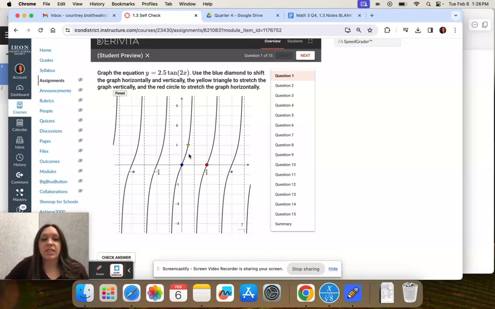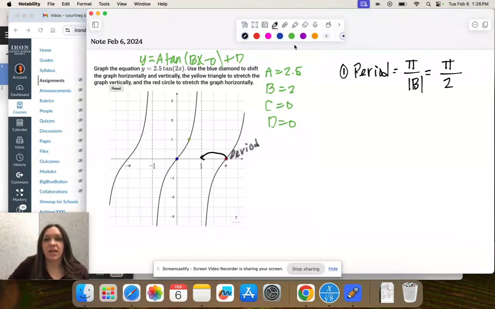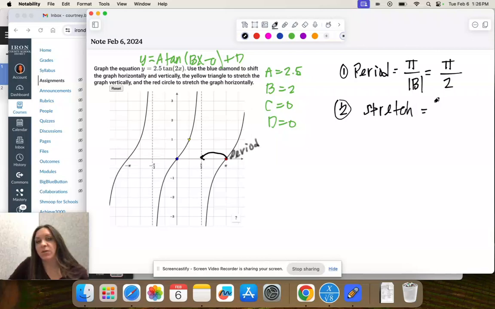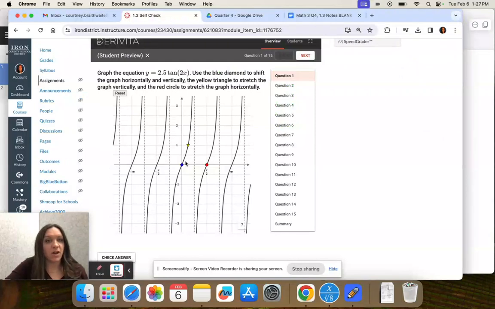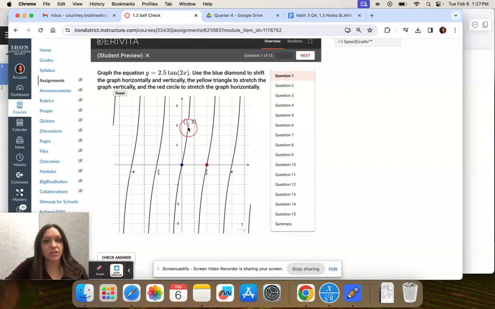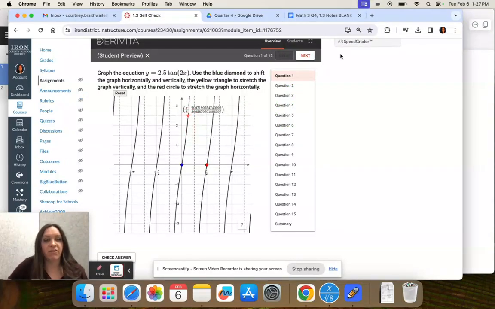All right, so our next thing is our amplitude, but it's not amplitude this time. When we have a tangent, it's called a stretch. So the stretch is equal to the absolute value of a, which is just 2.5. And so what we do is we take this yellow one, and I'm going to stretch it up to 2.5. So it's not an amplitude now, it's a stretch. So this is going all the way up to 2.5.